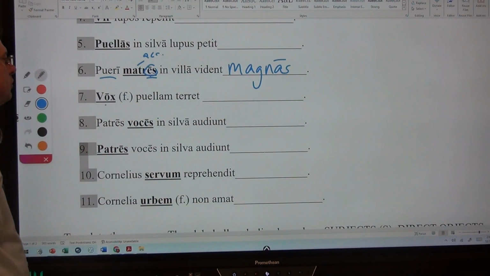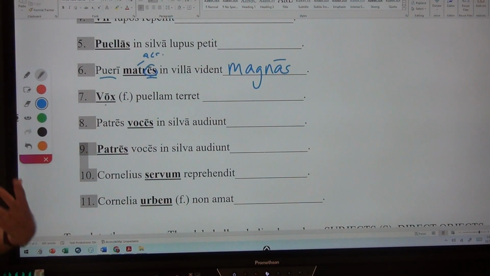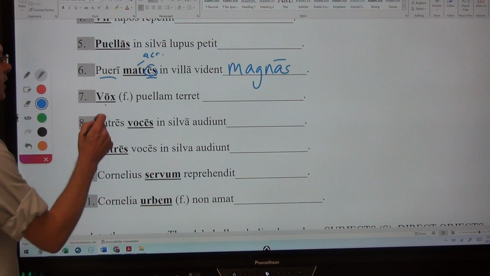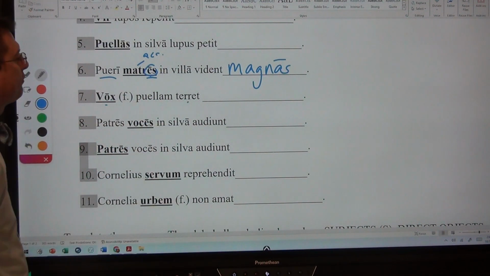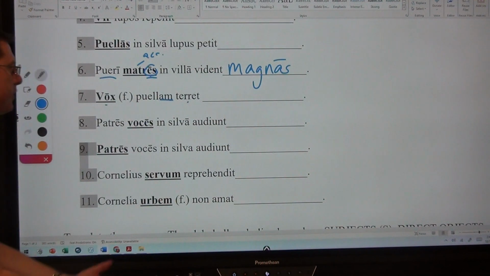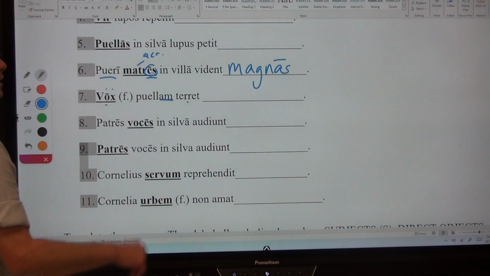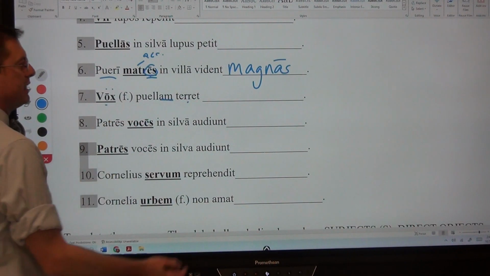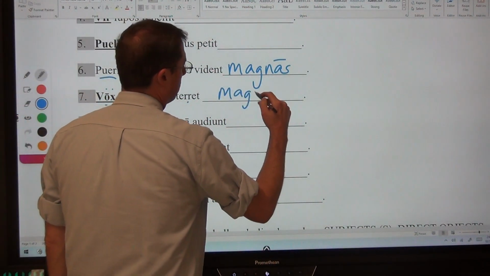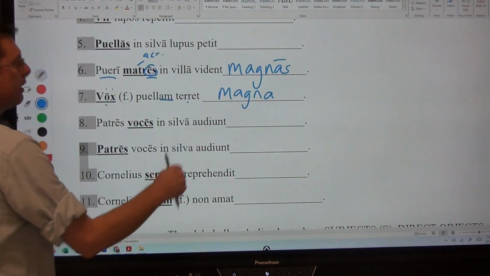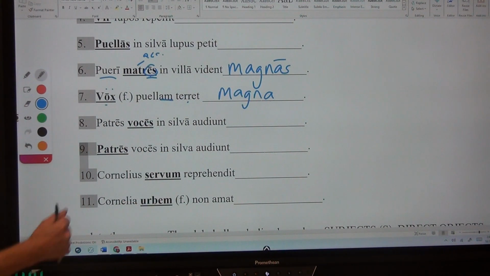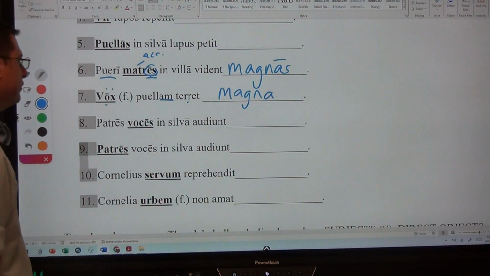The vox, I know from the form that it is your nominative without an ending like third declension words are, so I know that it is nominative, it is the one doing the terrifying, and I know that the girl is the one that is receiving the action as the direct object. So this one is nominative, it is singular, I can tell because of the form, and it is feminine, so therefore it would be magna. Why? Because it is singular, it is feminine, it is nominative.